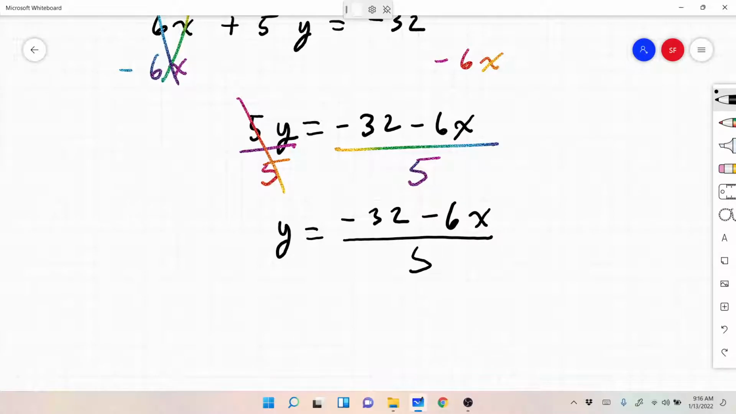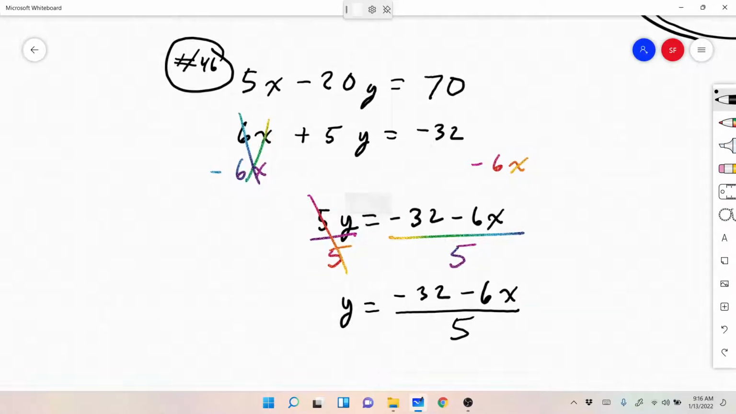As long as it's all over 5, right? Okay, so now what am I going to do? Put that answer in y on the top. Sounds good. I'm going to take this one and put it in for y on the top one.